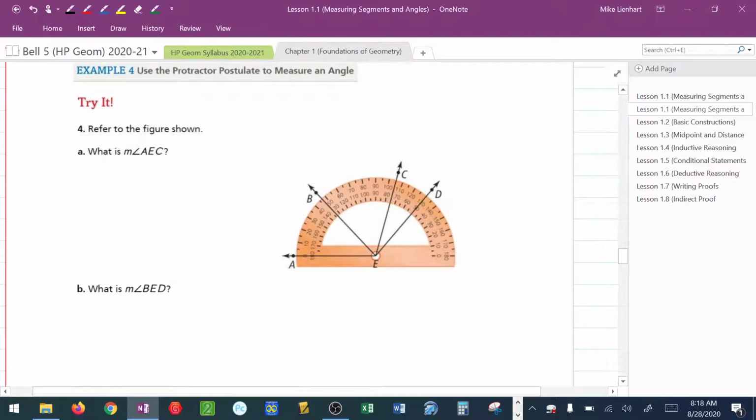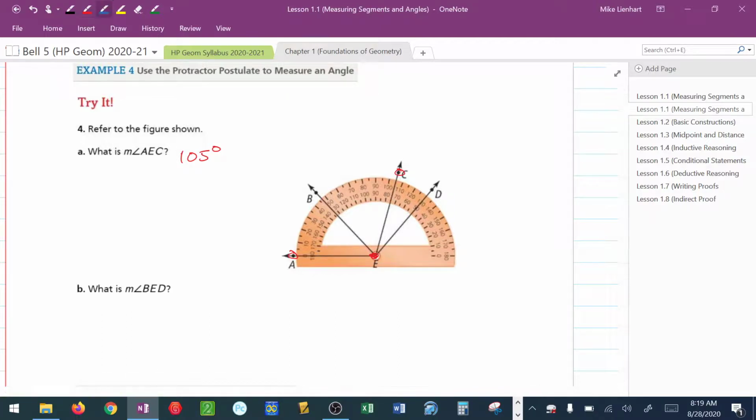In this first example, they want me to measure angle AEC. So remember, AEC says start at A, E is your vertex, end at C. So this on the outside starts at 0, and I notice C is up here, right here. That's about 105 degrees. So I can say that that's 105 degrees. I'm using, in this case, the outer numbers because that's where 0 was for A.